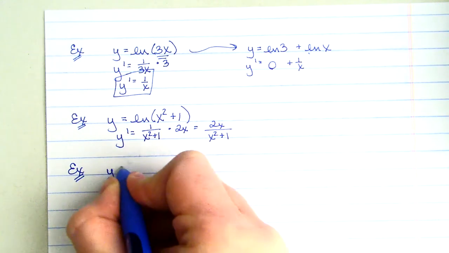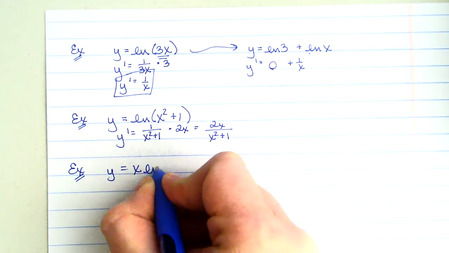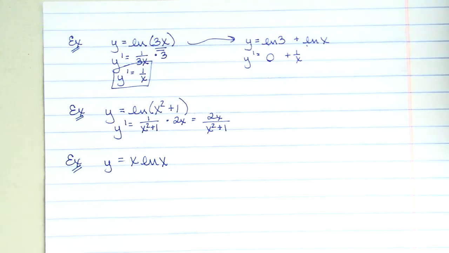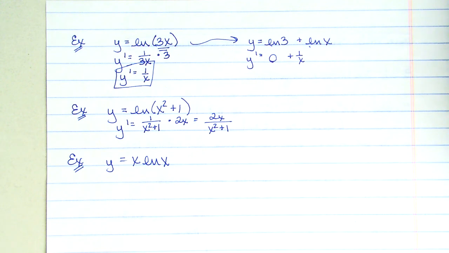Next problem, y equals x times the natural log of x. What rule do I have to use here? Oh, I really hope you said product rule. Go use the product rule.